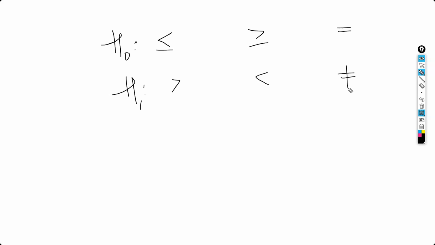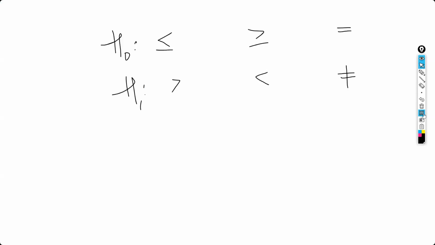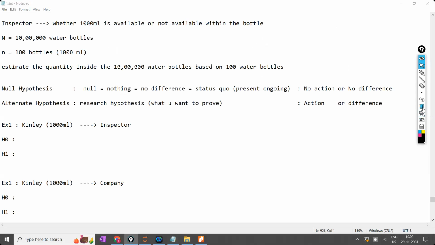The alternate hypothesis is the one where action will be taken, because only then will we take the action. Is the point clear for everyone? So whatever you are trying to prove, or whichever one you are going to take action on.